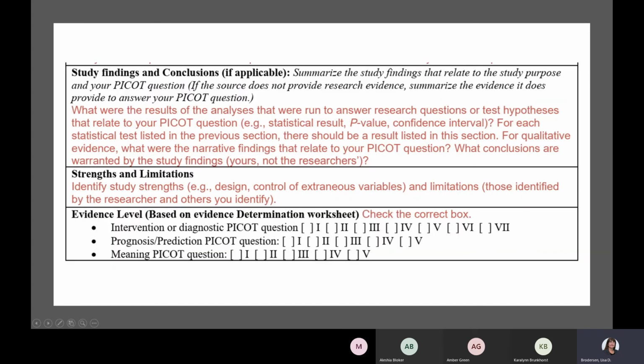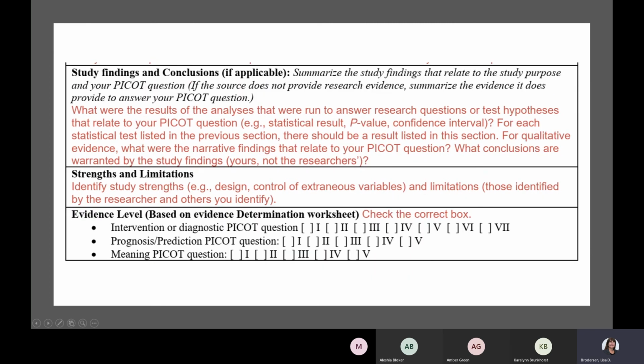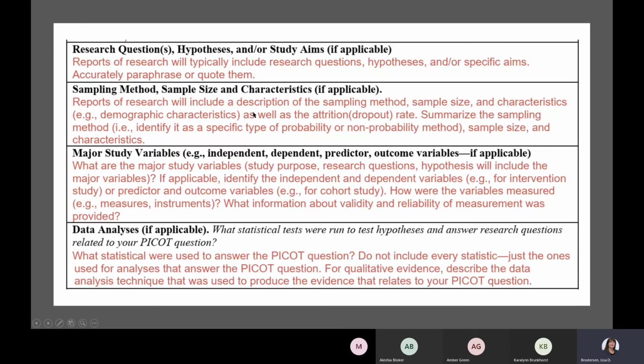If they aren't stated, don't make them up, unless you are transparent about the fact that you're speculating on what those might be. Often you can tell from the purpose statement what the unstated research questions, hypotheses, or specific aims were. But just be clear about whether you're guessing or not if they aren't stated.